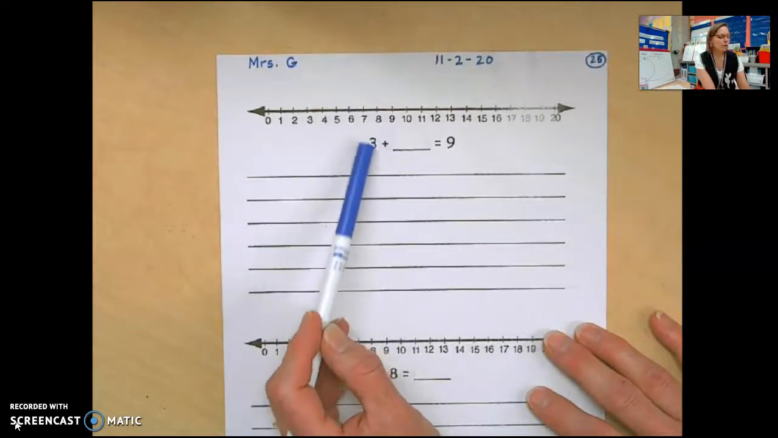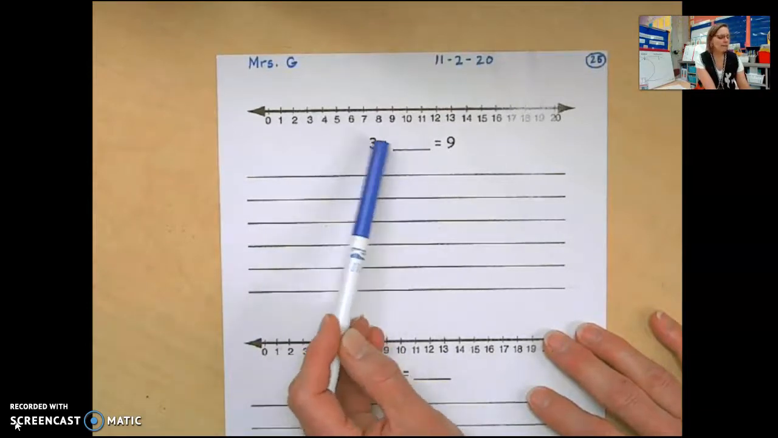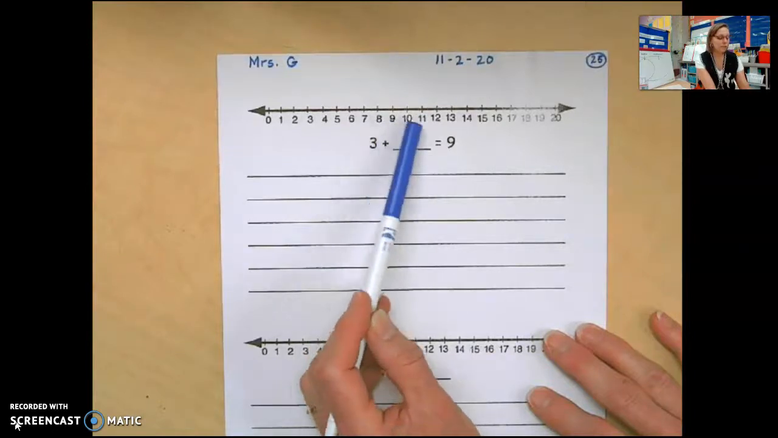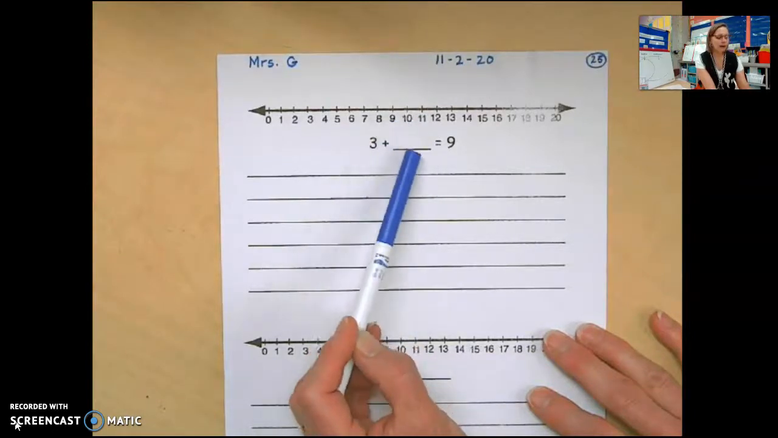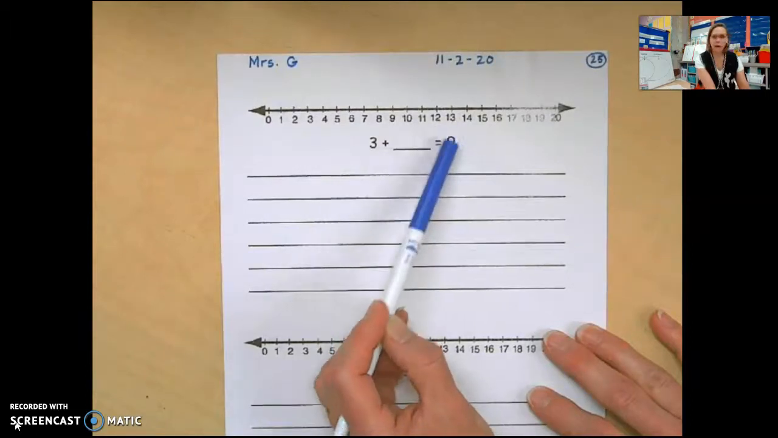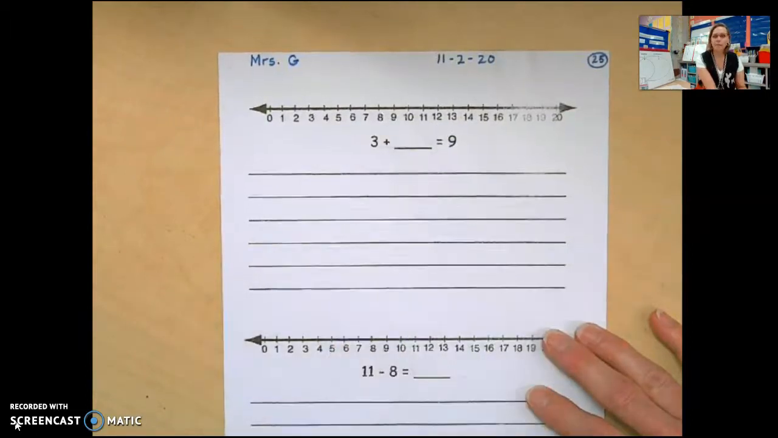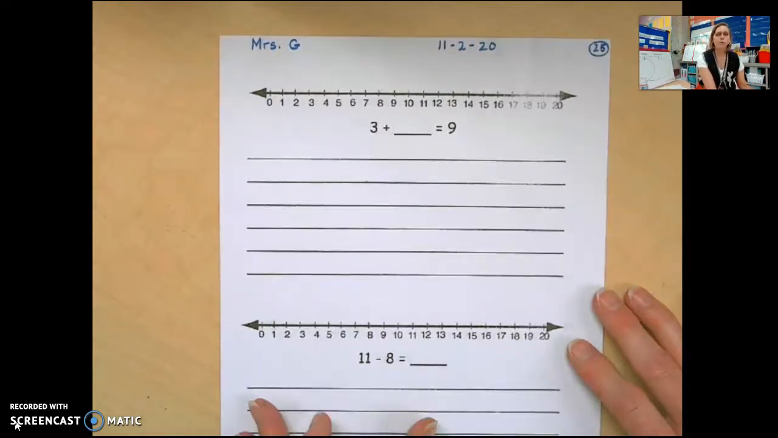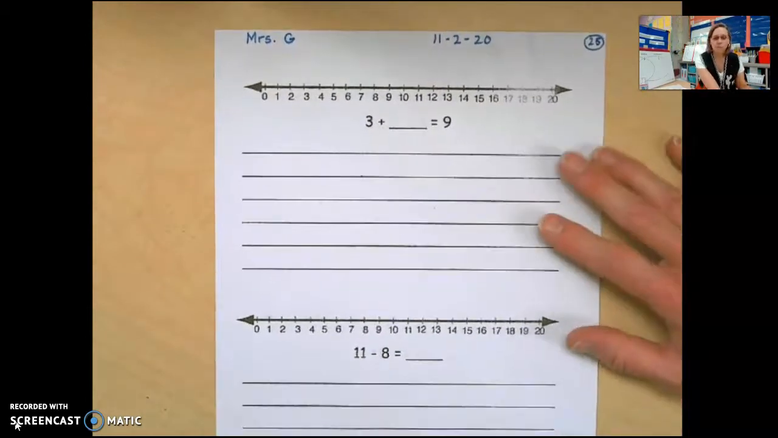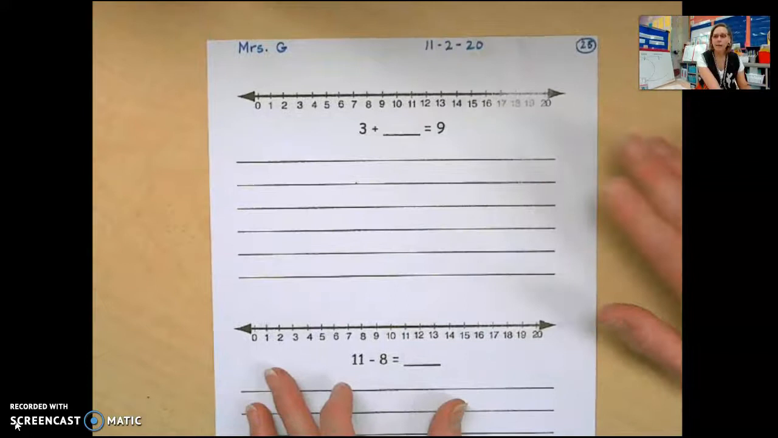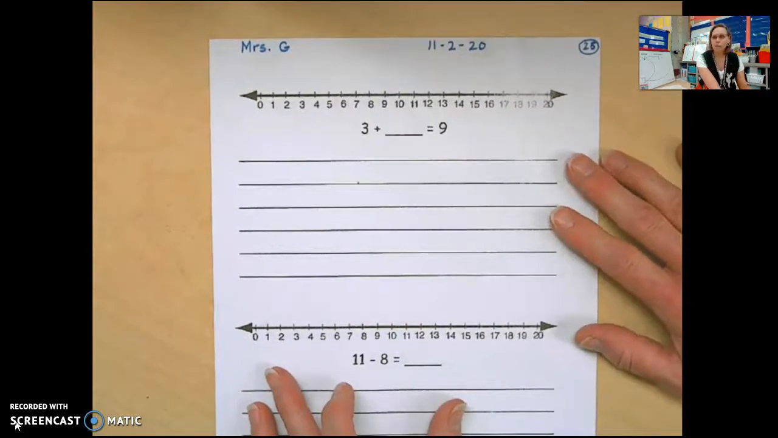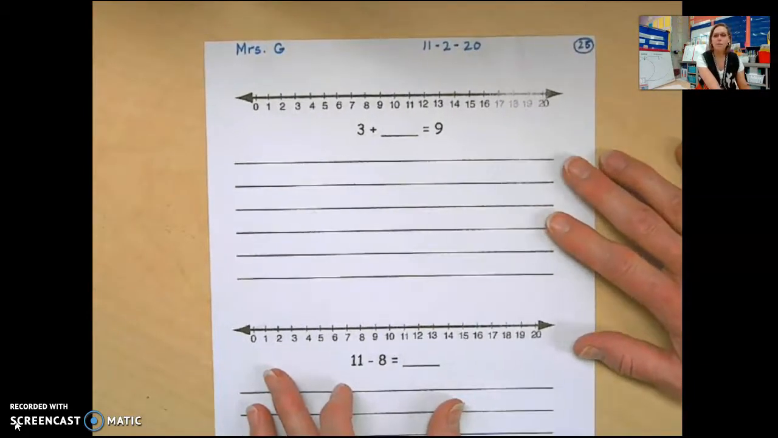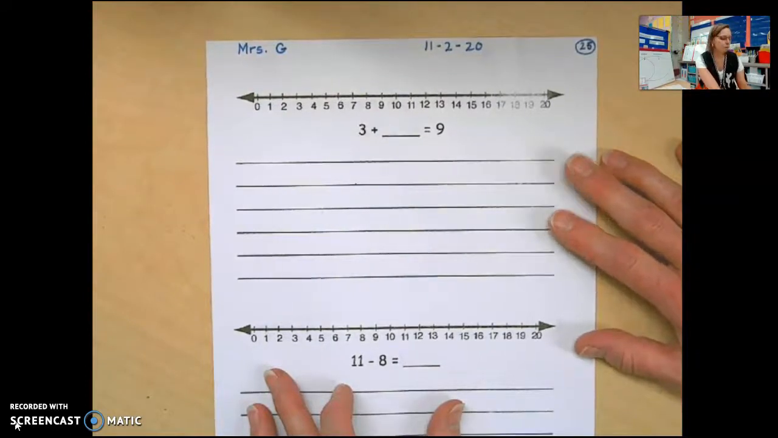So we know that we start with 3. We know we have to add some, because that's a question mark right there. We have to add some, and we have to end up with 9. Okay, so let's think about our story. I'm just going to pick a name. Let's just pick Zoe. Now, Zoe is going to her friend's house, and she's going to take 3 dolls with her to her friend's house.